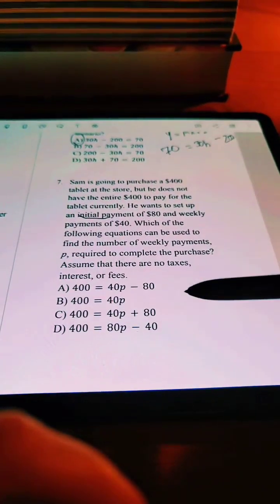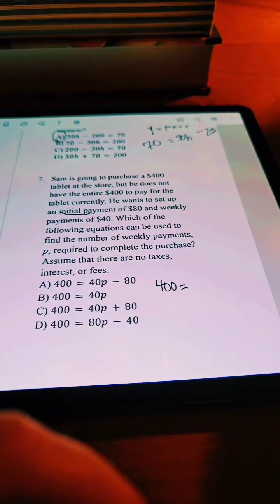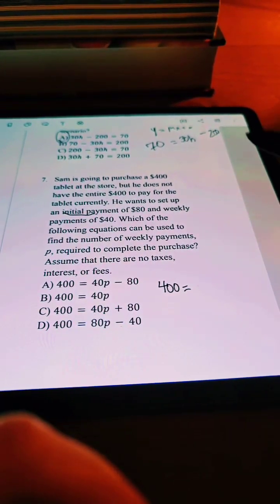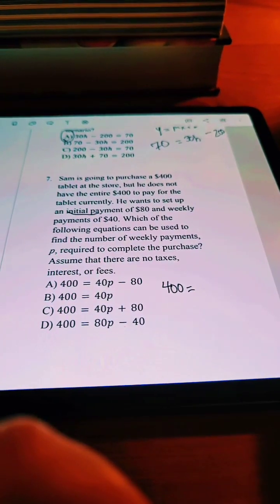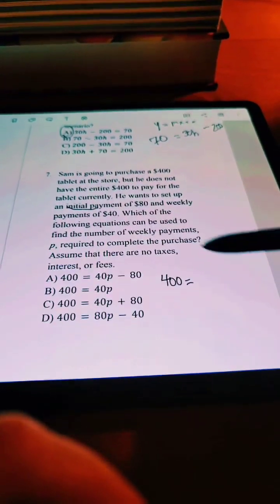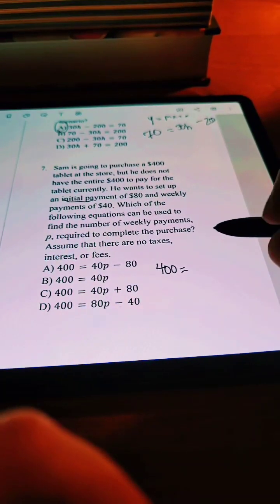Okay. So everything needs to total up to $400, right? Because the tablet costs $400. He's going to pay the $80 up front, and then there's going to be weekly payments of $40 until he gets up to that $400 point.